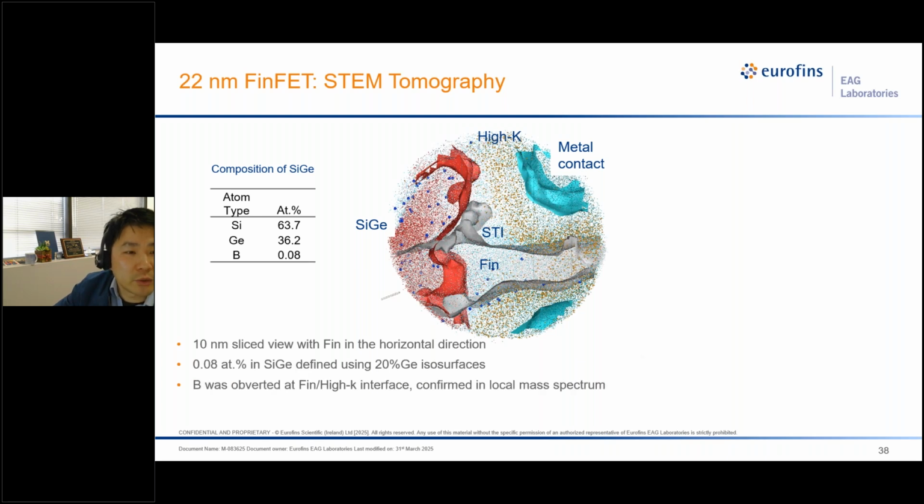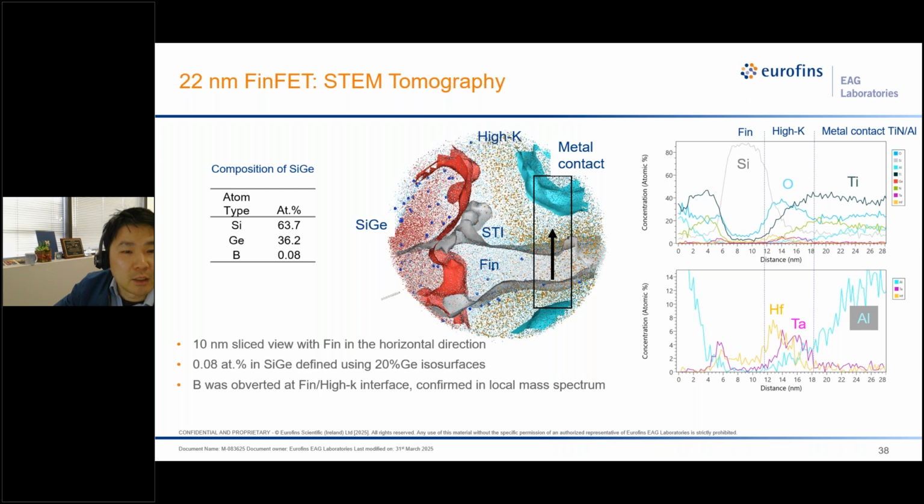And we took a 1D concentration profile across the fin, showing the fin is wrapped in hafnium oxide that also includes titanium oxide. Further out is the titanium nitride, and then the aluminum. So the layers we confirmed with the Atom Probe are in general in good agreement with the TEM observation, and we were able to quantitatively measure that the SiGe region contains 0.08% of boron.